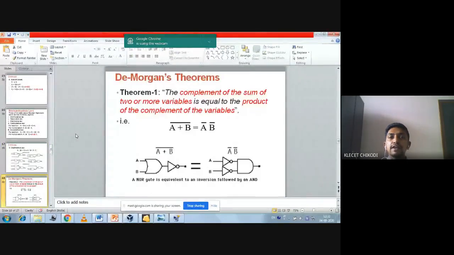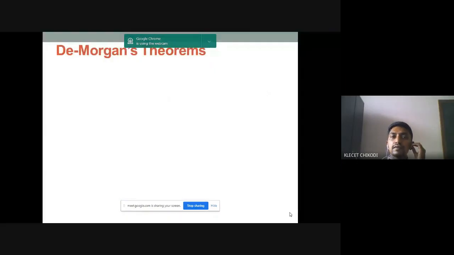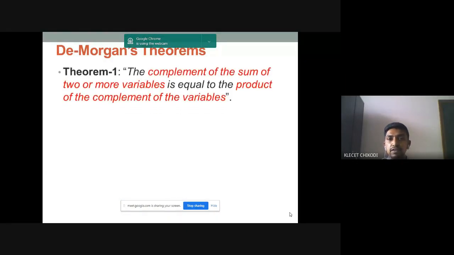Now we'll see De Morgan's theorem. This is very important in digital electronics, or any logic design subject; we should remember De Morgan's theorem first. There are two theorems here. The first theorem is: the complement of the sum of two or more variables is equal to the product of the complement of the variables. You should remember this one.